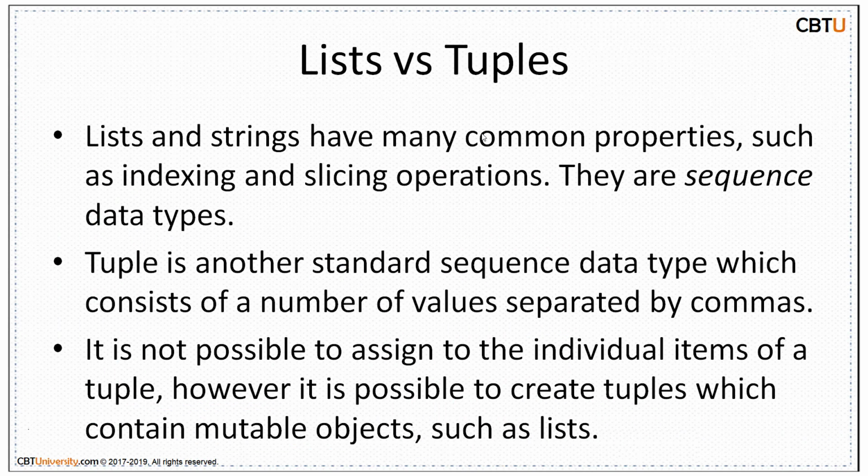Lists and strings are sequence data types and have common properties such as indexing and slicing operations. Tuple is a standard sequence data type with a sequence of values separated by commas. Individual items of a tuple cannot be assigned. It's possible to create tuples which contain mutable objects, such as lists.